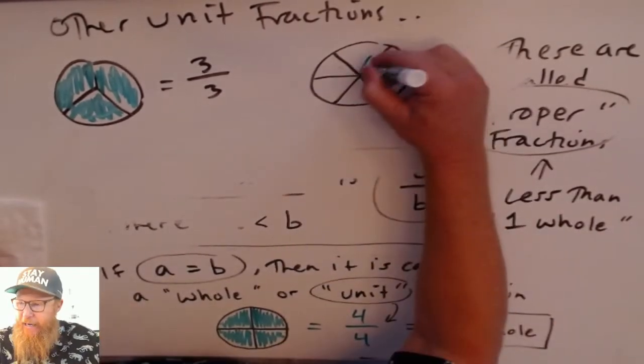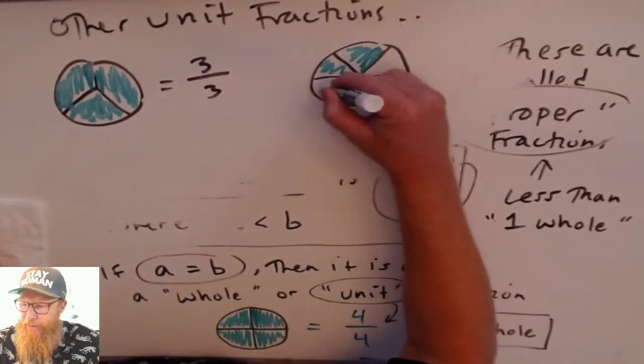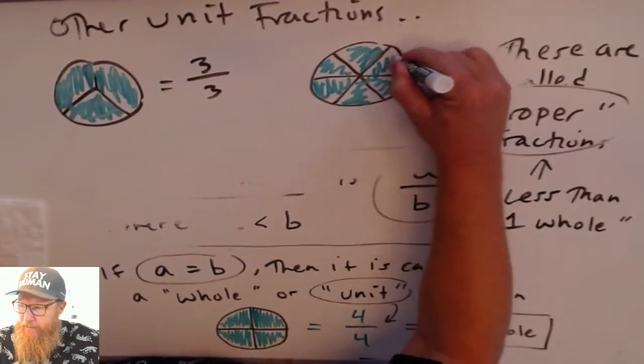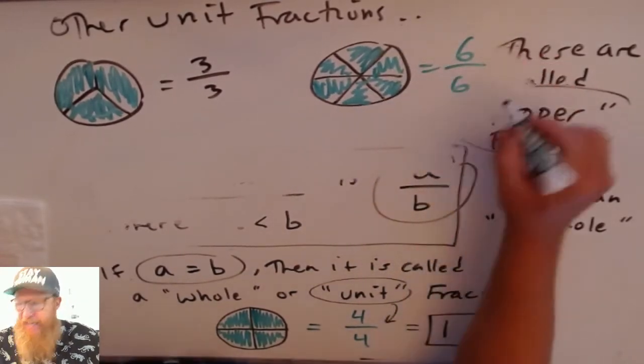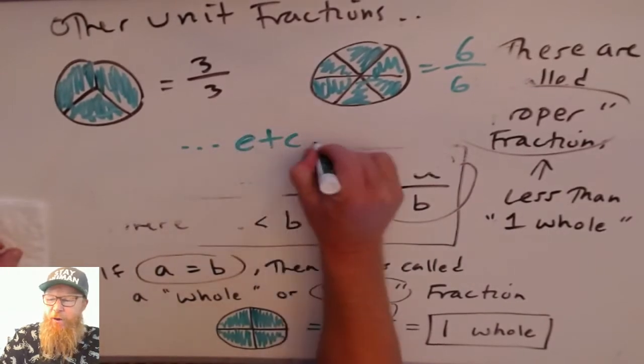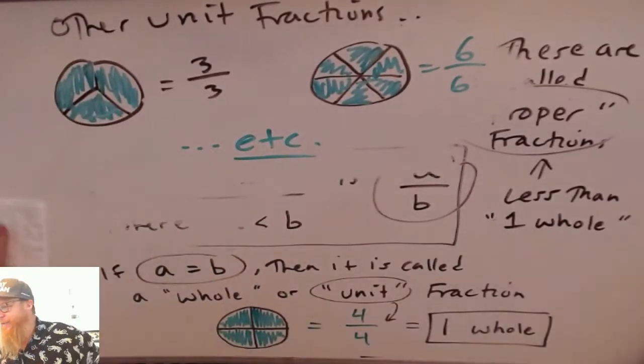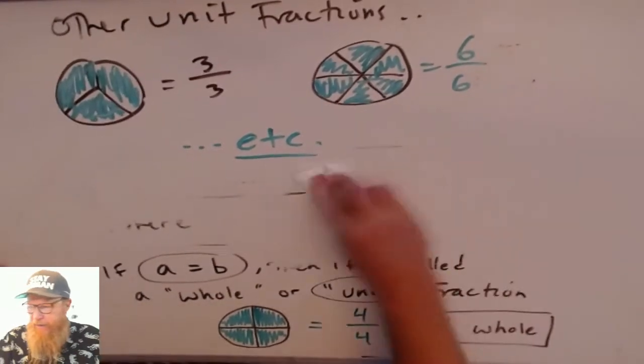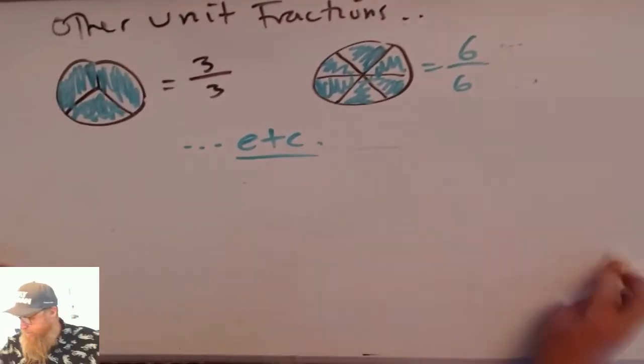Takes me a while to shade it. Bear with me. Do I have to shade it perfectly? I don't think I do. So that would be 6/6. And at this point, I think you get the idea. Anytime you have the numerator and the denominator equal to each other, we call that a unit fraction or a whole.